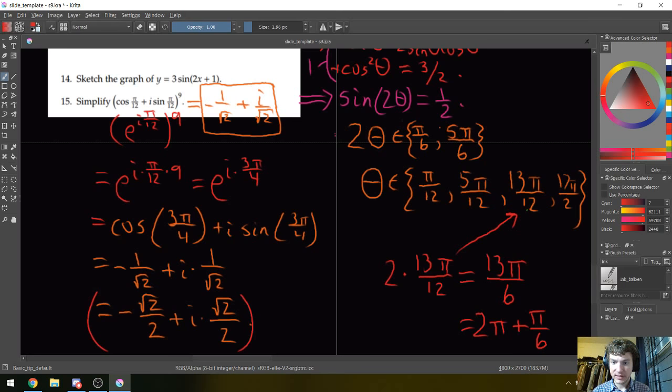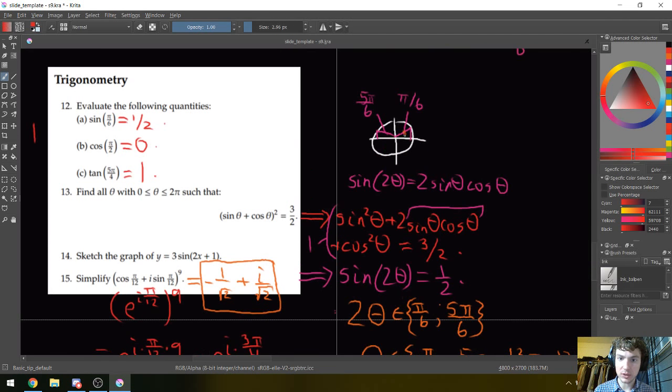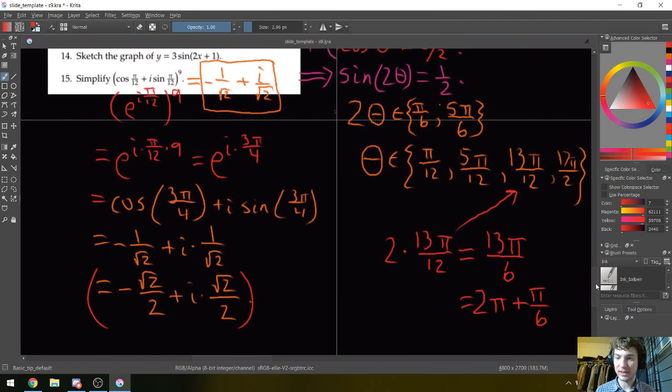So the point is that this value also satisfies the equation, because if I take sine of twice 13 pi over 12, I get the sine of 2 pi plus pi over 6. And the sine of 2 pi plus pi over 6 is the same as the sine of pi over 6, because I've just looped around the circle once and come back to pi over 6. It's a very long explanation and a subtle concept. So how do you feel about this?